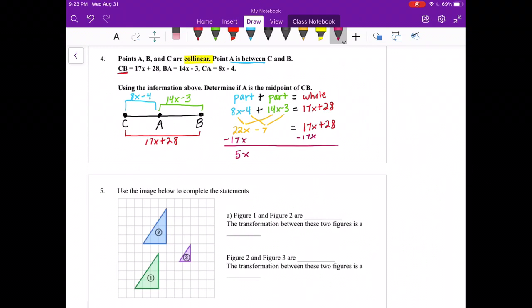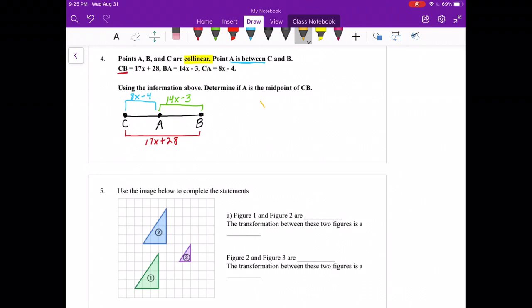22x minus 17x is 5x, so that's the only thing that changes here. We're just going to bring down everything else that's left. Now that we have this, we're going to add 7 to both sides to further isolate the variable. 28 plus 7 is 35, so this should leave us with 5x equals 35. Our final step here is to divide both sides by 5 to give us x equals 7.